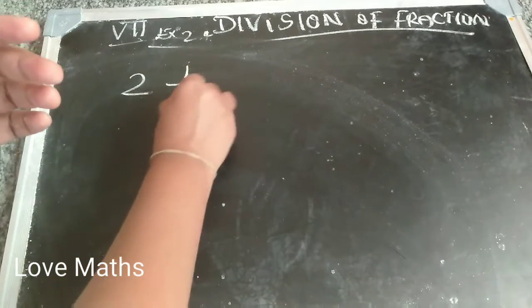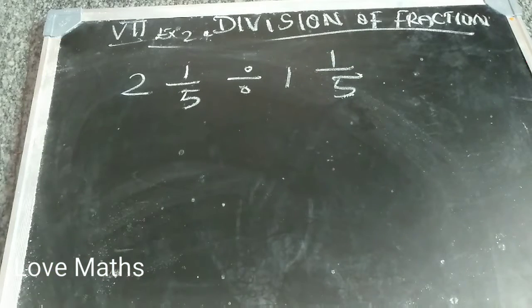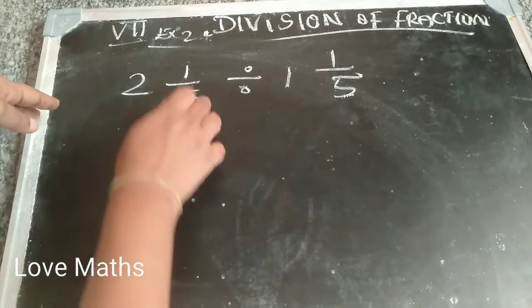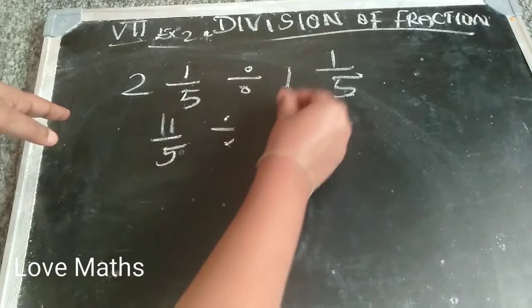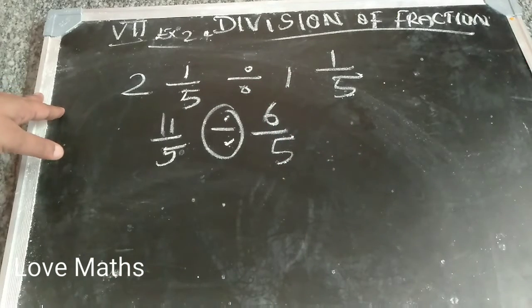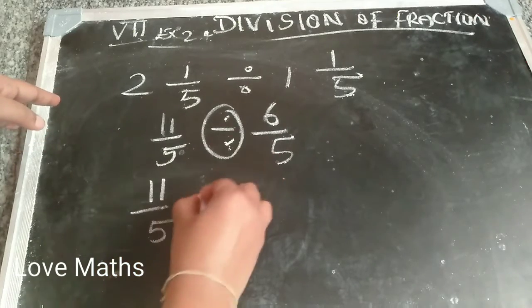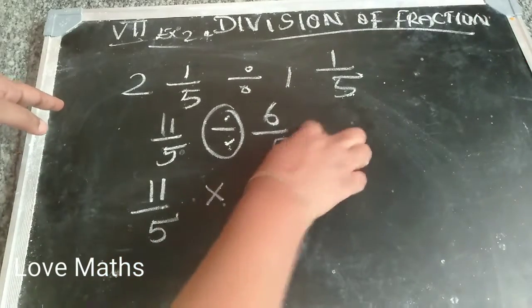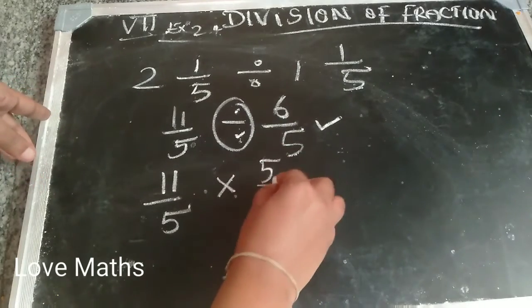2 1 by 5 divided by 1 1 by 5. Okay, both are mixed fractions, so you have to convert them to improper first. 2 5s are 10, 10 plus 1, 11 by 5. Divide: 1 5 is 5, 5 plus 1, 6 by 5. Next, I want to convert the division as multiplication. It is very important. 11 by 5, division converted to multiplication means write the reciprocal: 6 by 5 reciprocal is 5 by 6.